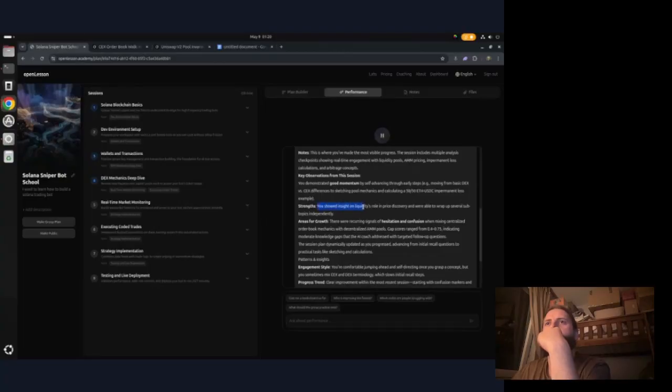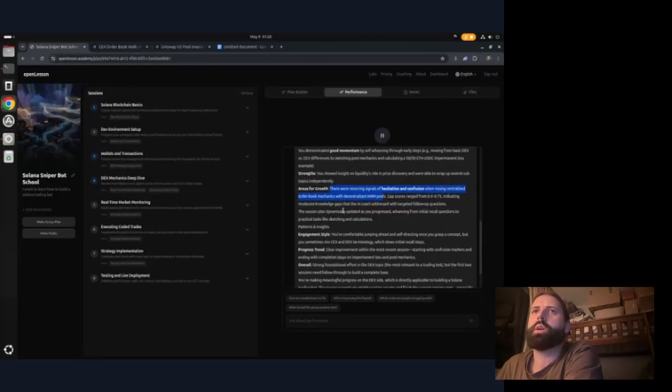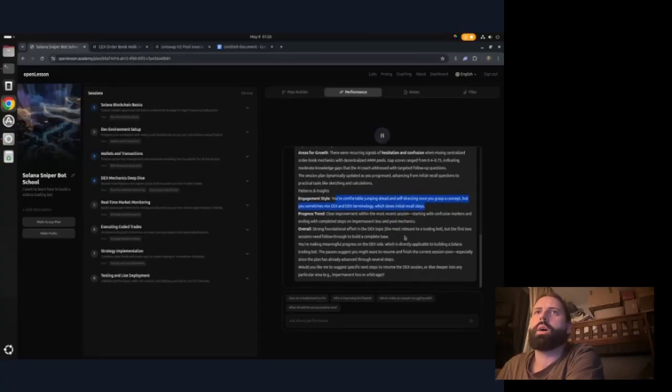You showed insight into liquidity's role in price discovery and were able to wrap up several subtopics independently. Areas of growth: there were recurring signals of hesitation and confusion when mixing centralized order book mechanics with decentralized ones. Engagement style: comfortable jumping ahead and self-directing once you grasp a concept, but you sometimes mix CEX and DEX terminology, which shows initial recall steps. Clear improvement within the most recent session, starting with confusion markers and ending with completed steps on impermanent loss and pool mechanics. A strong foundational effort. That's nice.